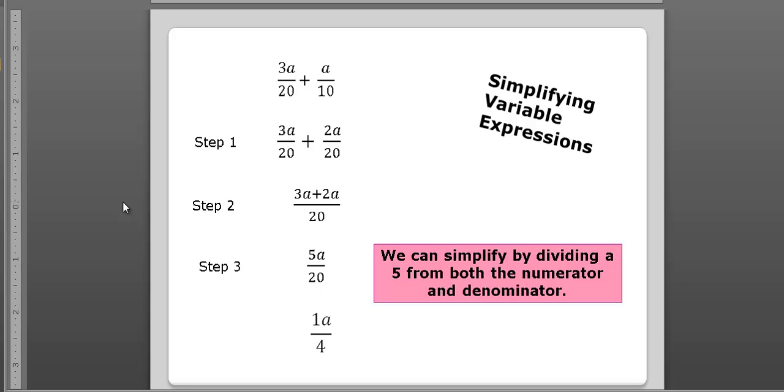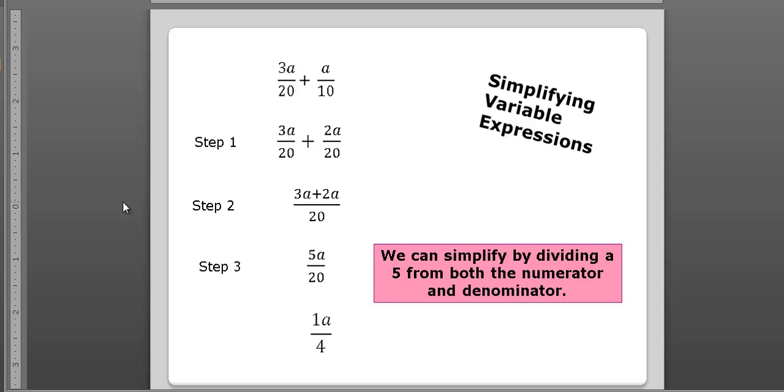I don't have anything to do with the first fraction, but that second fraction, a over 10, I again need to multiply by 2/2 so I can get 2a over 20. Now hopefully by this point you realize that sometimes I may have to multiply by 3 or 4 depending on what I need to do to get my denominators to be like. This example and the last both happen to be multiplied by 2 over 2.